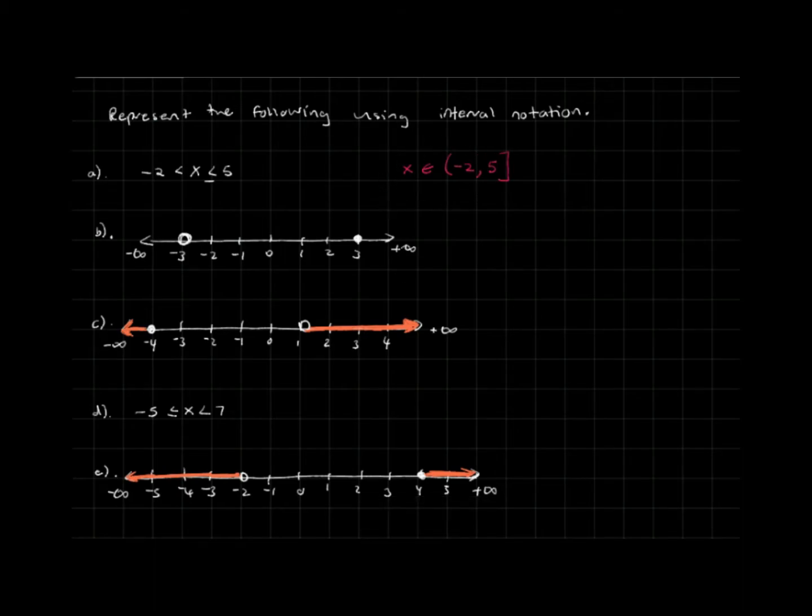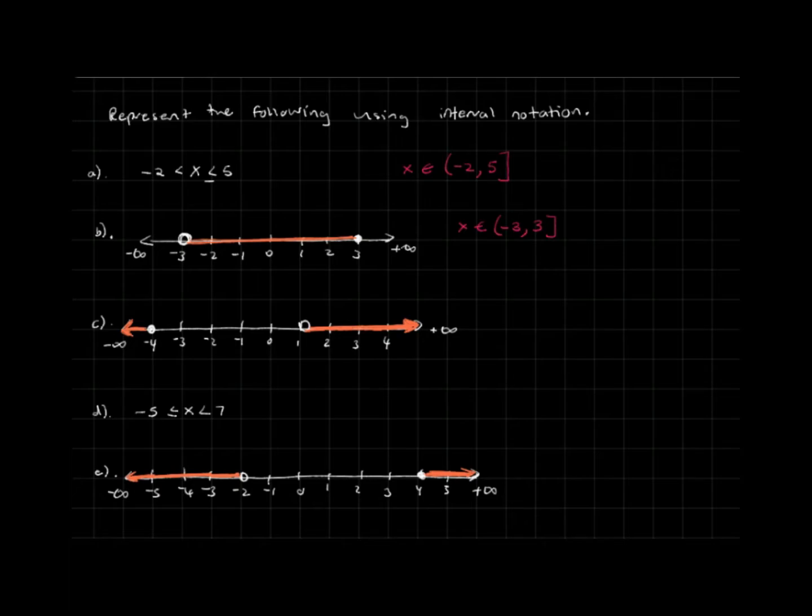Now let's take a look at part B. Right, so we want to represent the following using interval notation. They're basically referring to this interval here. So what we want to do is look at all of the values that are greater than negative 3 but less than or equal to 3. So x belongs to greater than negative 3, which does not include negative 3, so we use the round bracket, comma, less than or equal to 3. And we're going to use the square bracket for less than or equal to.